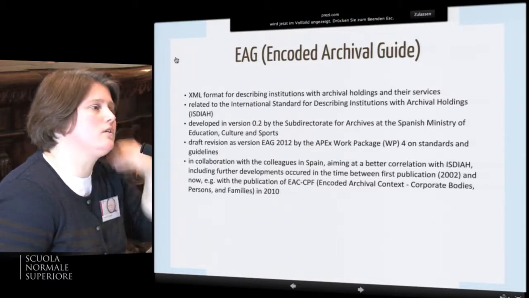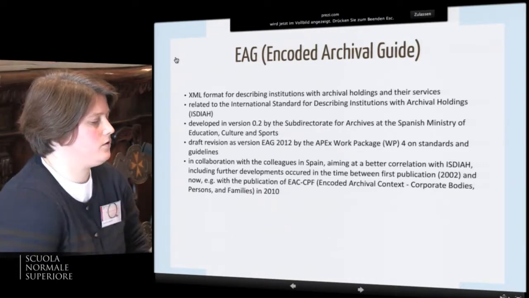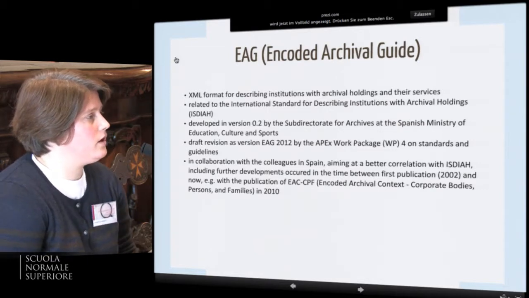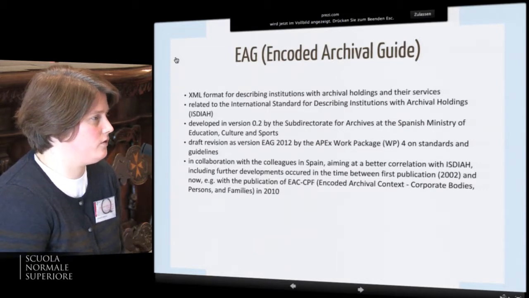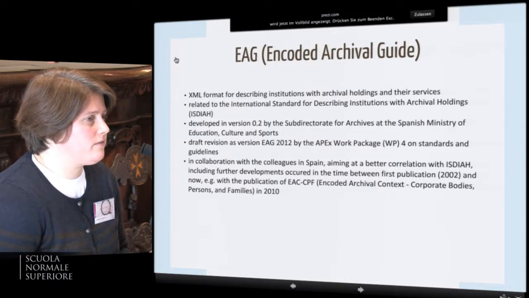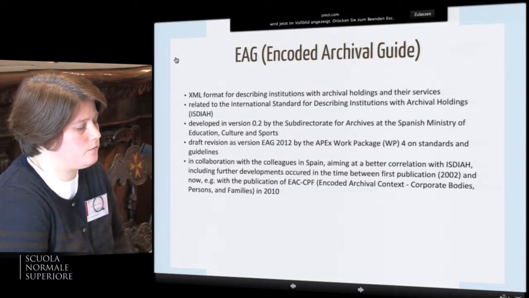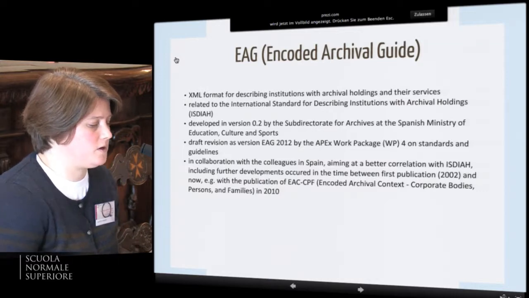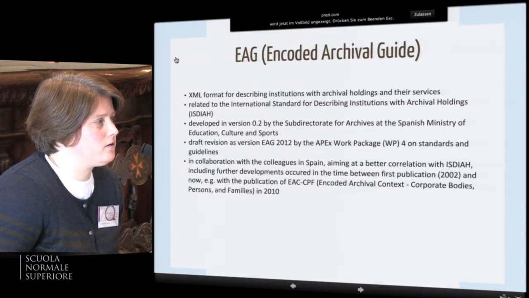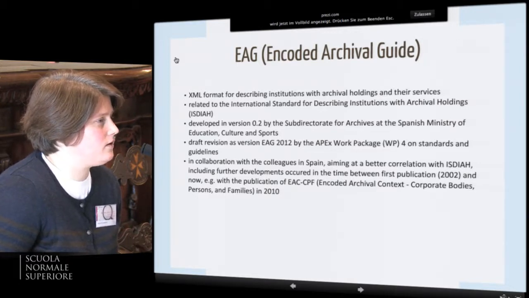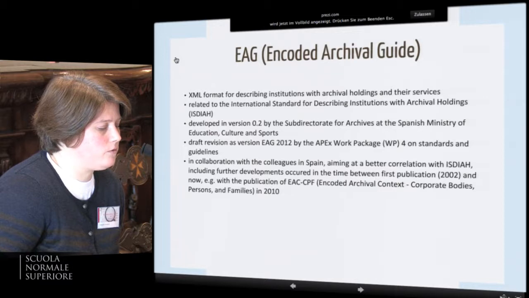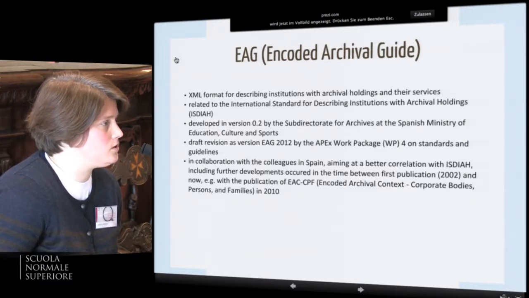We are using EAG for describing the institutions, the Encoded Archival Guide, an XML format related to the international standard for describing institutions with archival holdings from the ICA. It had been developed in a version 2002 by the Subdirectorate for Archives at the Spanish Ministry of Education, Culture and Sports. During the last year, nearly everyone here in the room participated in the task from Work Package 4 in the APEX project, which consisted in defining a draft for a new version of EAG, which we are currently calling EAG 2012.